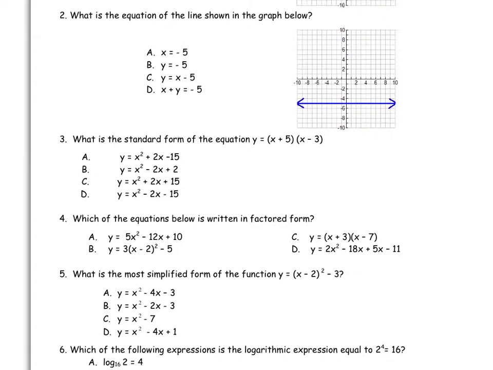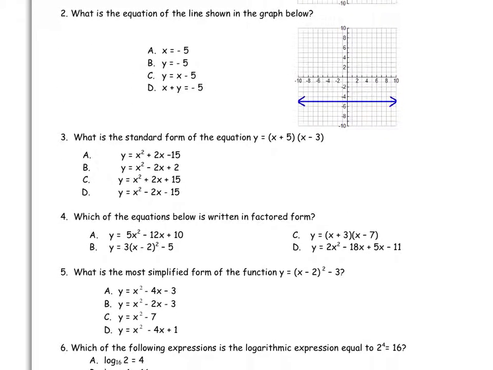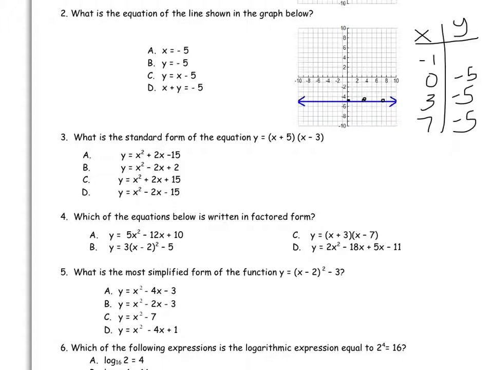Moving on, number 2, what is the equation of the line shown? Well, if you look at this line, and you write down some points on the line, I'll make a little table here of some points that are on the line. We've got 0, negative 5. We've got 3, negative 5. We've got 7, negative 5. We've got negative 1, negative 5. That's right there. We've got negative 10, negative 5.